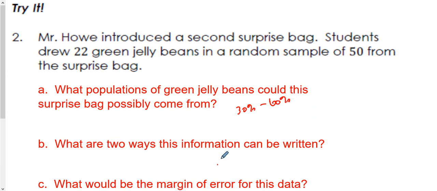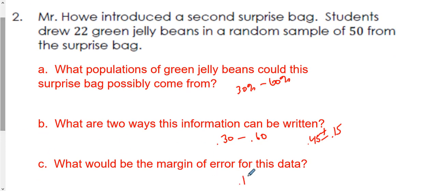Well, it's 0.30 to 0.60, or we could write it, what would be the middle number between these? Well, if you're not sure, you can add them up and average them. So that would be 0.90 divided by 2, so it would be 0.45 plus or minus 0.15, because that's the number that you add and subtract to 0.45 to get to these two extremes, right? And the margin of error here would be 0.15 or 15%, or however you wanted to write that particular number.